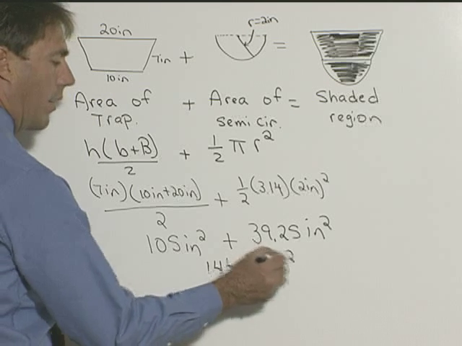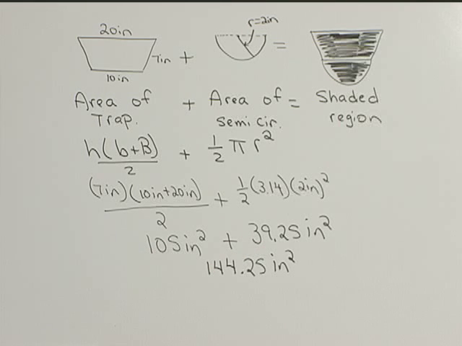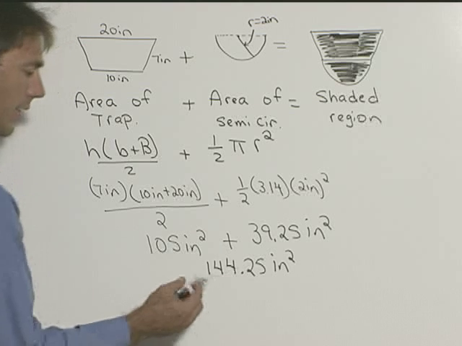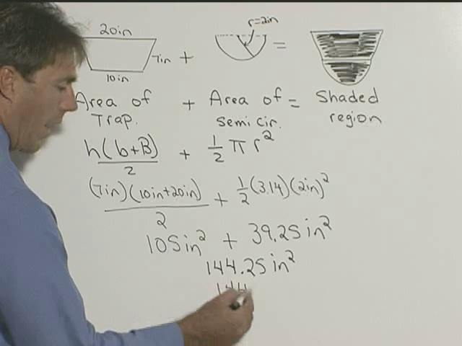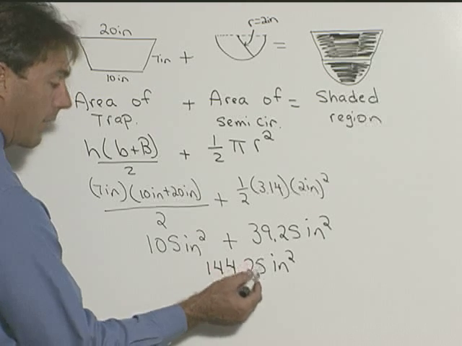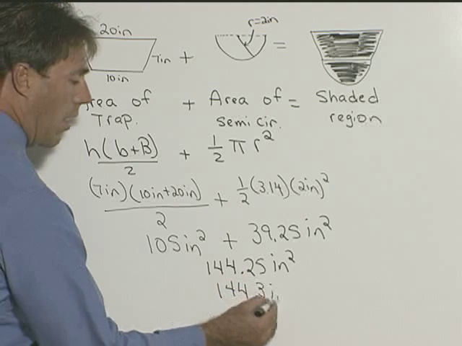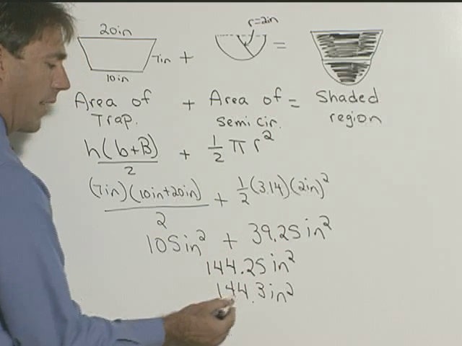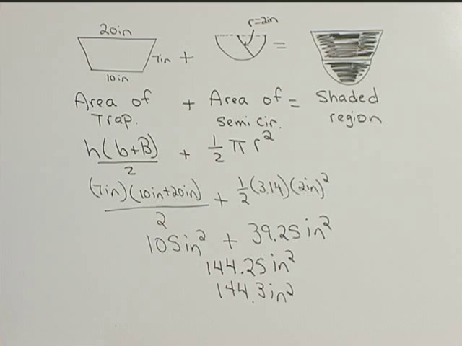Adding those two together gives us 144 2/25 inches squared. Now recall that we want our answer in tenths, so we need to round this to 144, and 5 is bigger, it's 5 or bigger, so we round that to 3. So the area of this shaded region is 144 3/10 inches.